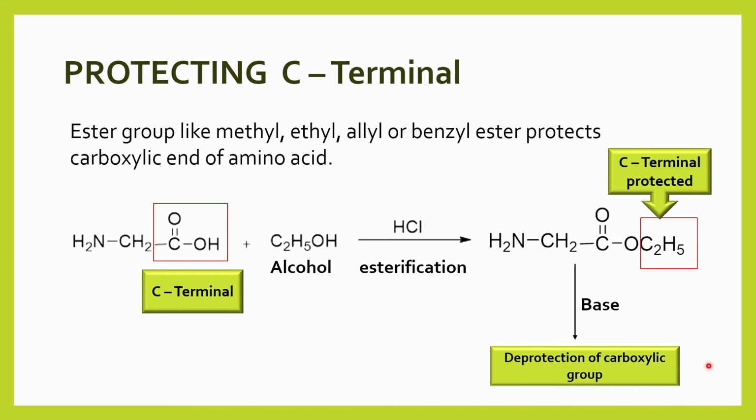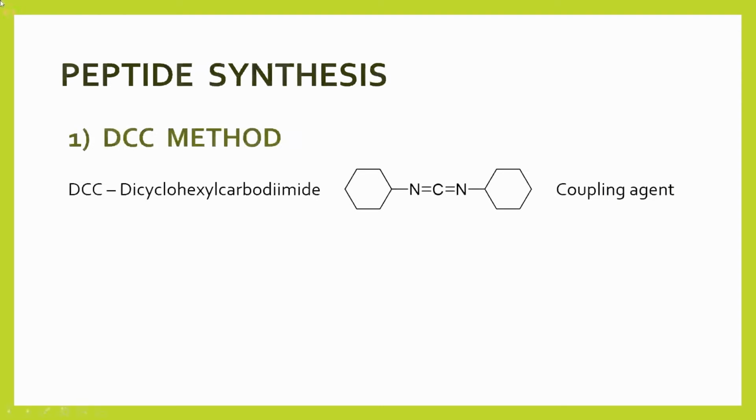So we'll simply pass it through a base and we'll get our intact peptide chain again. So now that we have learned how to protect the N and C terminal before a peptide synthesis, let's start with how we actually synthesize a peptide. A peptide means a chain of amino acids. So the first method we will be doing is the DCC method.